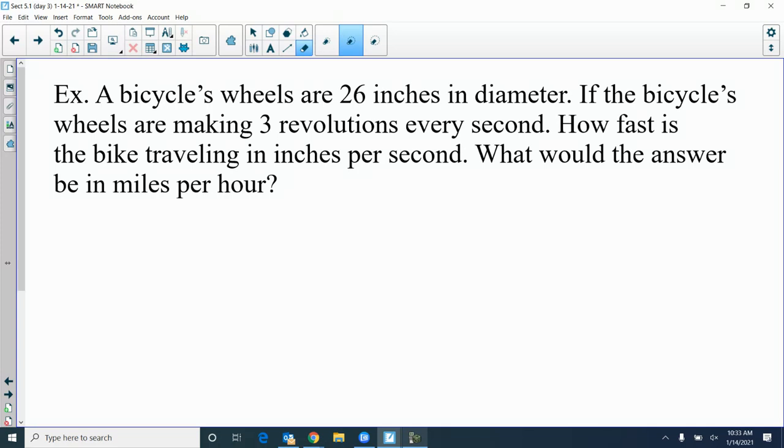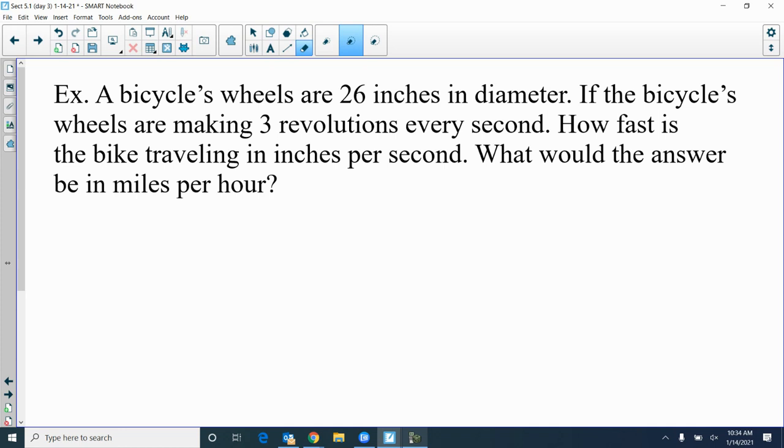All right, bicycle wheels are 26 inches in diameter. The bicycle wheels are making 3 revolutions per second. How fast is the bike traveling in inches per second? And then what would the answer be in miles per hour? So what we want to do is figure that out in inches per second, to get a little bit of a reference point, then change that to miles per hour.